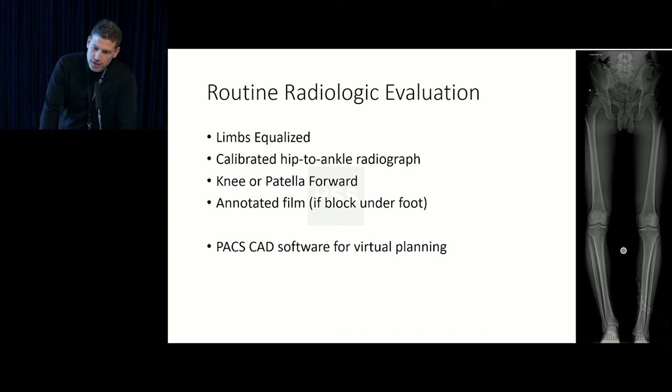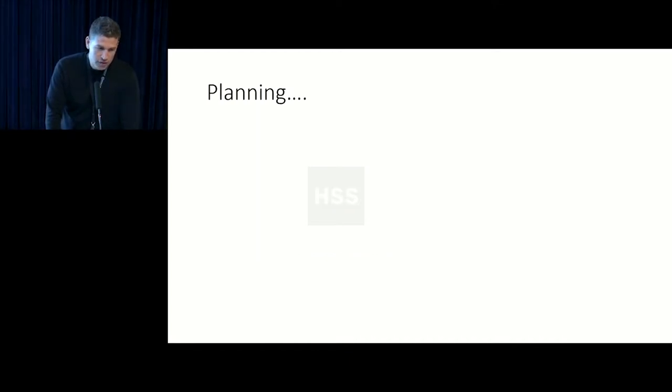We went over this this morning, but routine radiographic evaluation: these patients should get a standing hip to ankle. Their limbs should be equalized. It should be calibrated. The knee should be forward. You should not accept anything but that, okay? And then that, I think, should be pushed into your packs for your virtual planning.